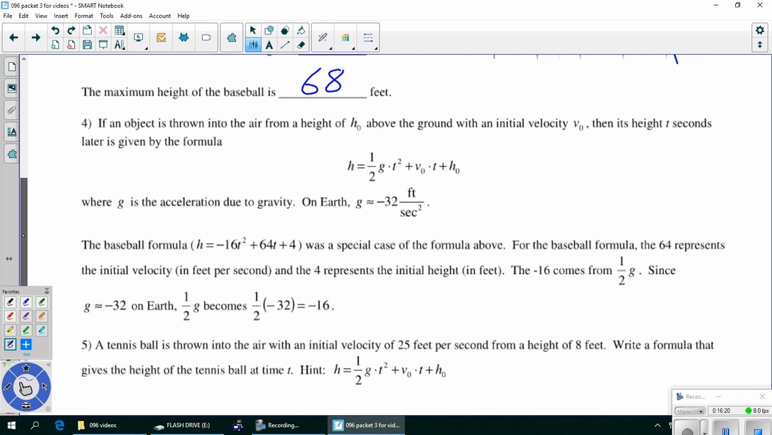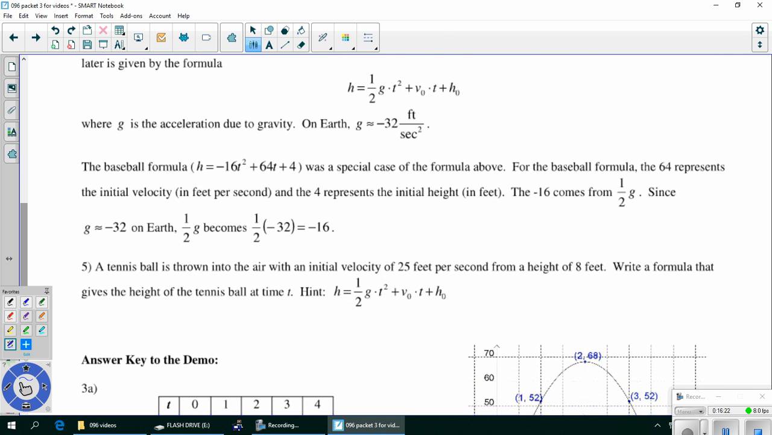For the baseball formula, we had this negative 16t squared plus 64t. So that 64 is supposed to represent the initial velocity. It's the number touching t. That's always the initial velocity. So apparently in that problem, the baseball was thrown with an initial velocity of 64 feet per second from an initial height of 4 feet off the ground. Hey, that jives with what we found, right? When we plugged 0 in for t, we found the initial height was exactly 4 feet.